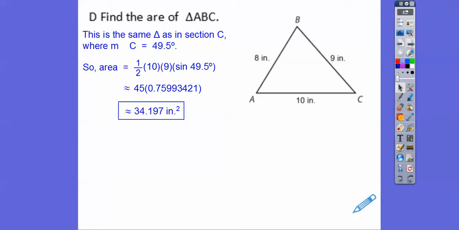It doesn't say where to round. When it doesn't say where to round, I always go out about 3 decimals right there. So to the nearest tenths, hundredths, thousandths right there. Okay, so I get about that in my calculator.